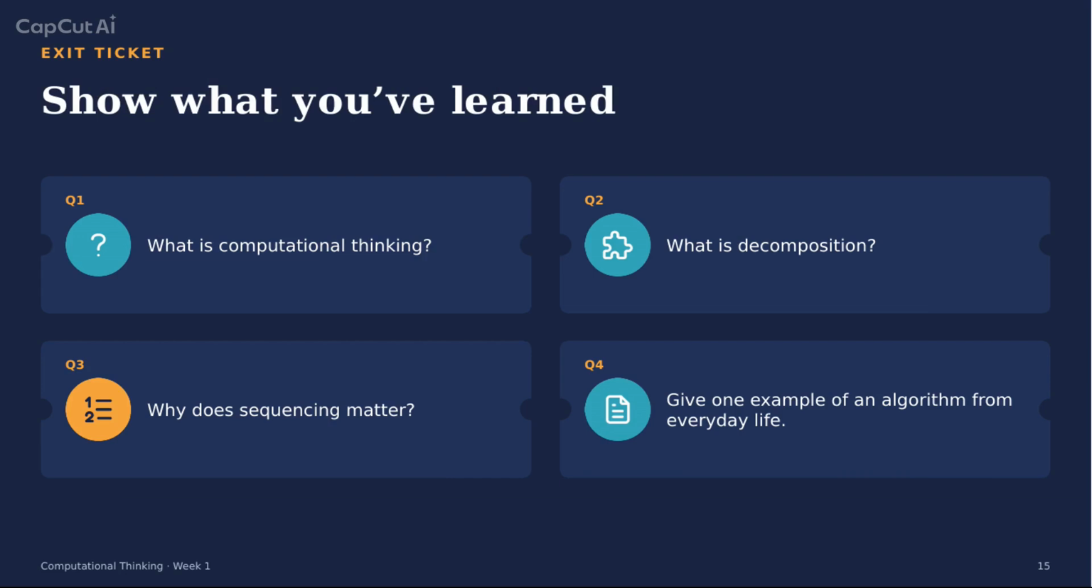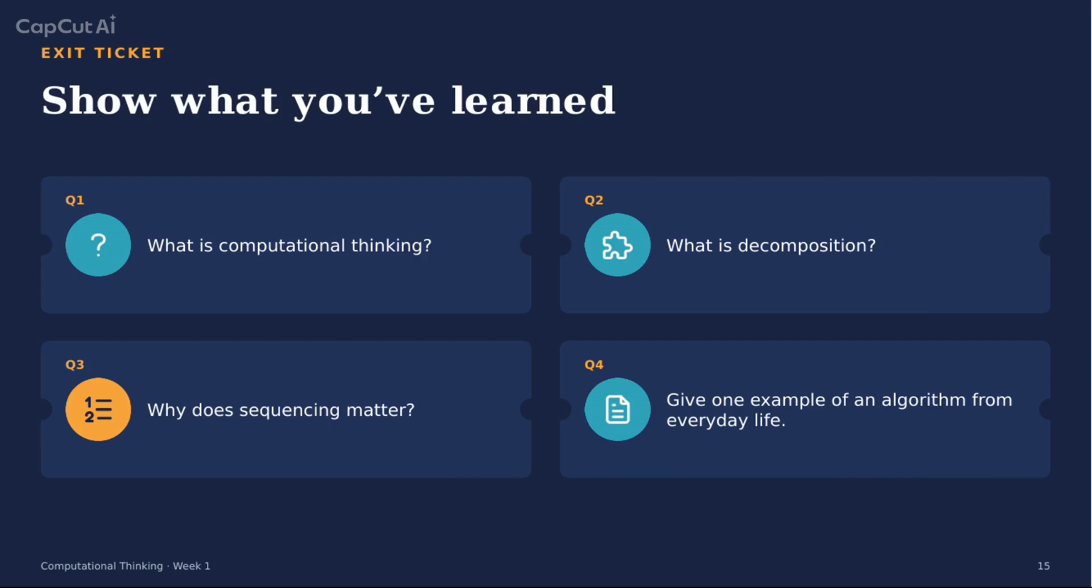Before we wrap up, test yourself. Pause here if you need to, and answer these 4 questions. What is computational thinking? What is decomposition? Why does sequencing matter? And can you give one example of an algorithm from everyday life? If you can answer all four confidently, you've got it.